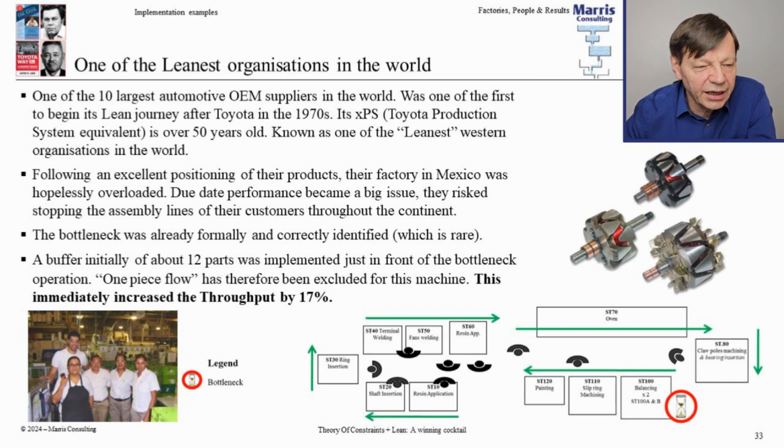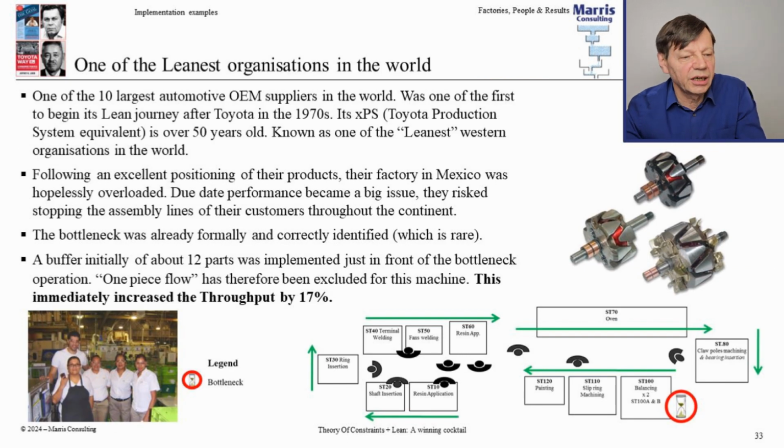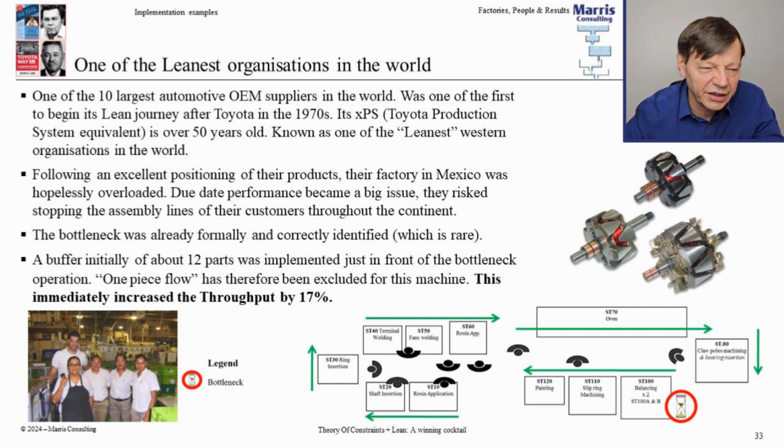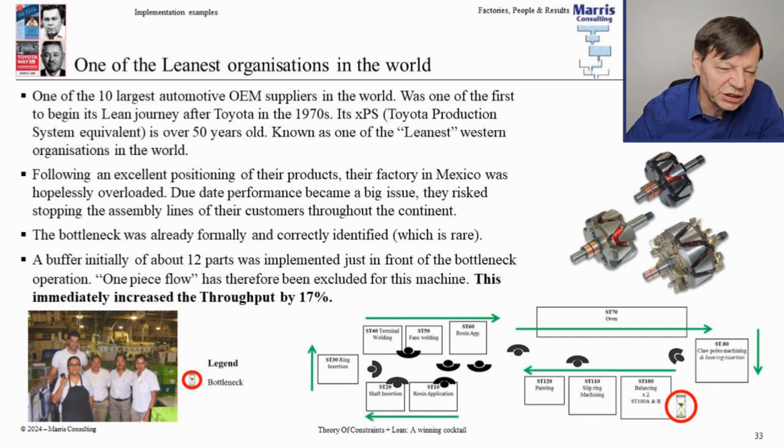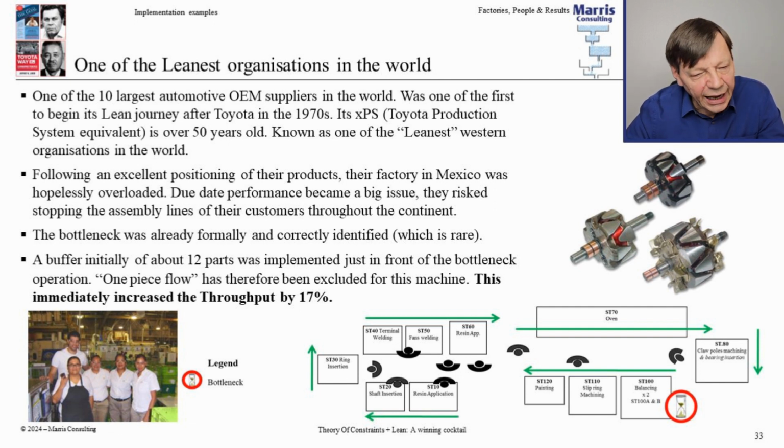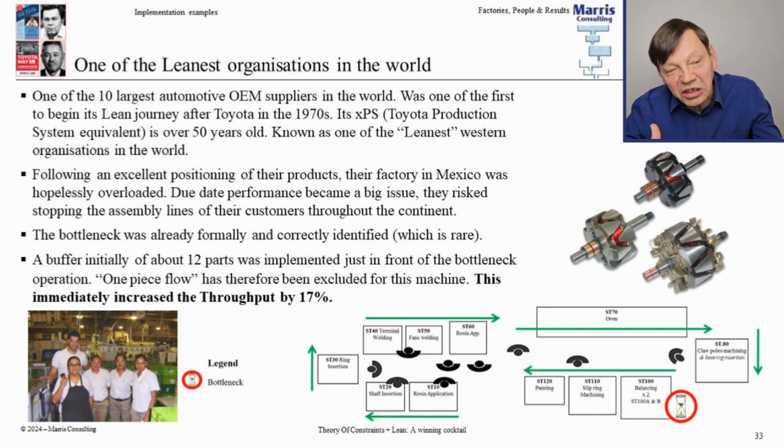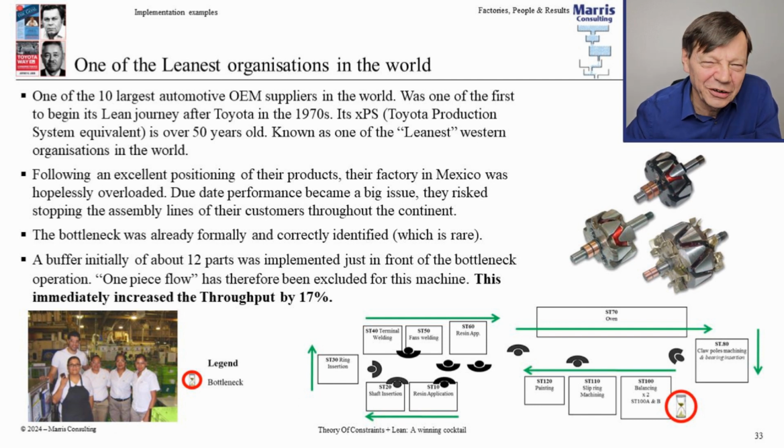Another case, which is in a very, very lean organization in Mexico, a 1,000 person factory making alternators. Really a very, very lean organization, one of the first to adopt lean back in the 1970s. And the demand had just spiked for their products, and so they had trouble ramping up, and they were getting late. And so they implemented the theory of constraints to increase the output. This is an example of the speed of results you can get, but it is our record. I don't think we can probably go any faster than that.